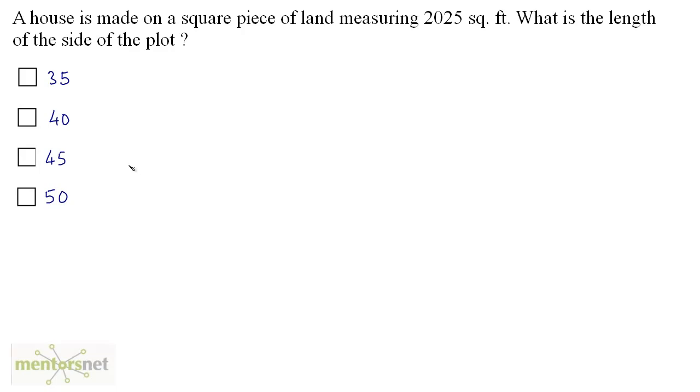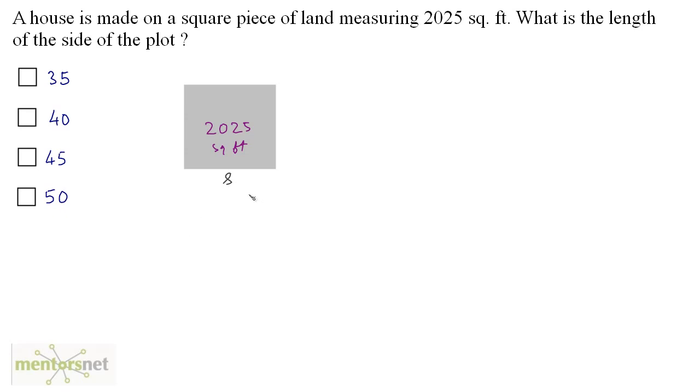A house is made on a square piece of land measuring 2025 square feet. What is the length of the side of the plot? So the piece of land is a square, and you have been given the area of this land, that's 2025 square feet, right? And you have been asked what is the length of the side of the plot. So let the side be S.